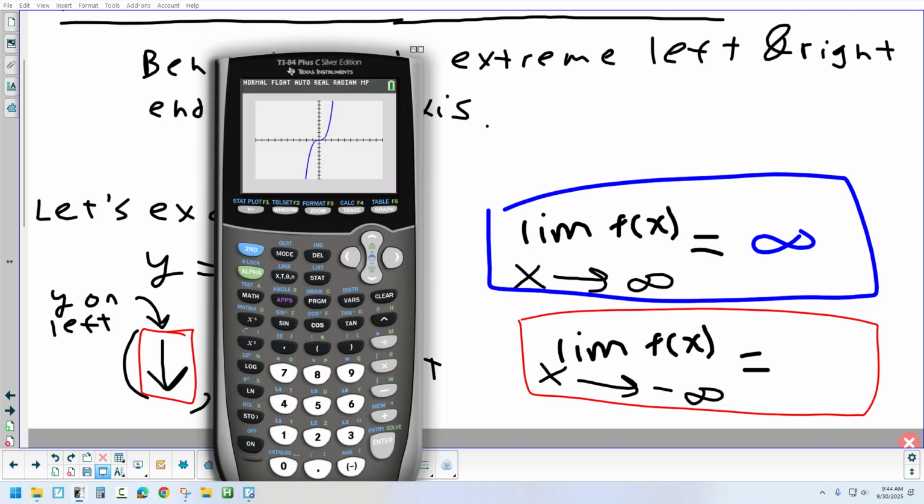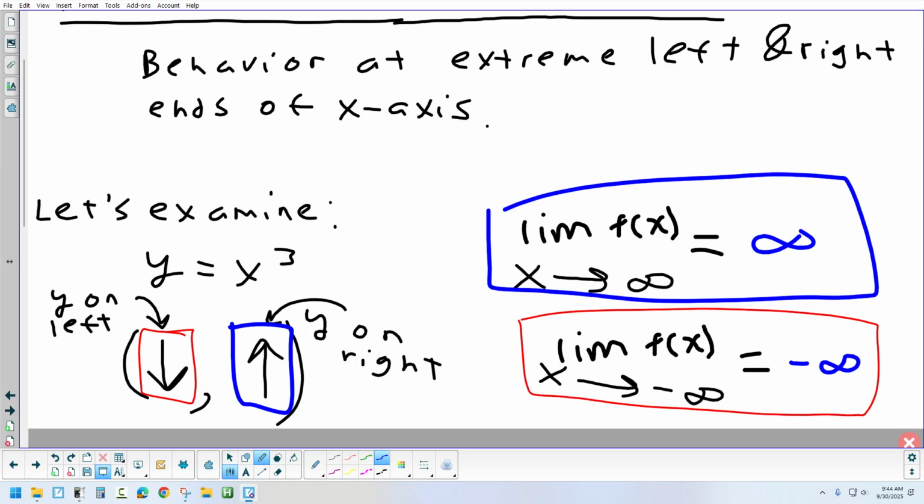What about as x approaches the left side? What happens to the y value there? Yeah, it approaches negative infinity. So this one, the bottom one, is describing the left arrow. The top one is describing the right arrow.